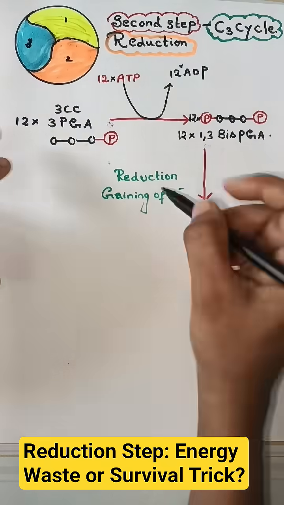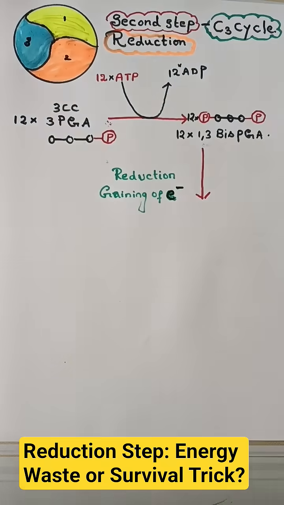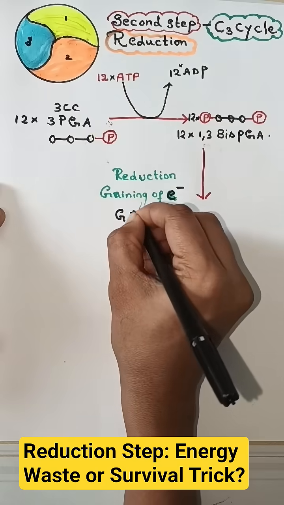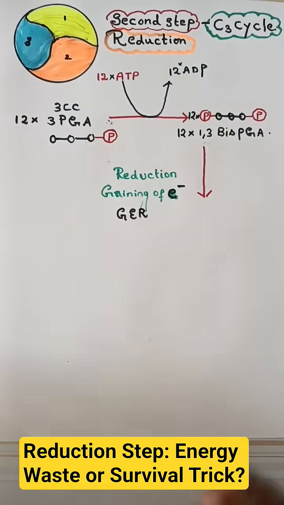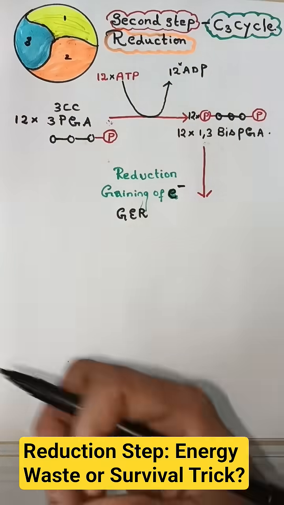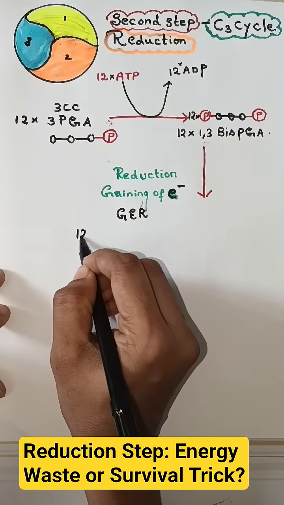So what do you mean by reduction? Please see here. Gaining of the electrons and protons. In simple way, we will just call it as gain. Right. Gaining of the electrons is called as reduction. Someone should lose it so that this bisphosphoglyceric acid will gain. So here comes the one ready to lose electrons.